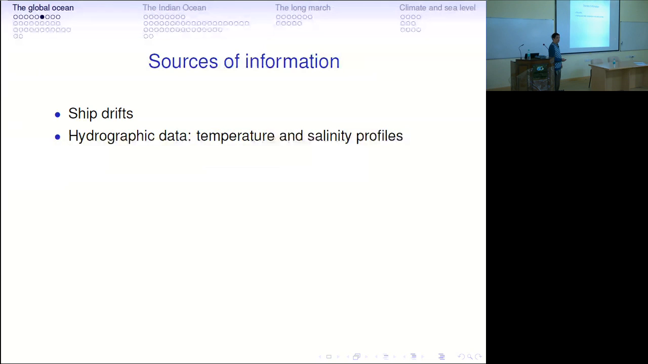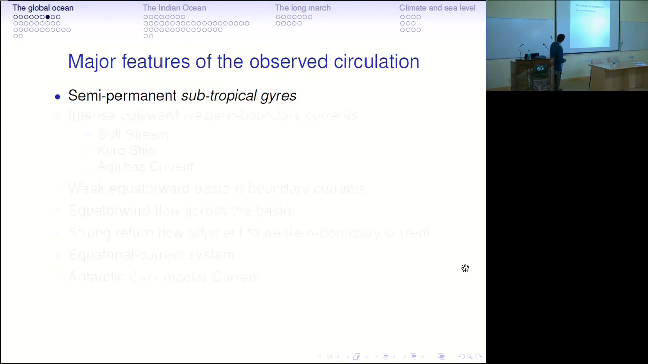How it helps you in getting a current is something we'll come to after a while. But this is the only other source of information for the bulk of the world oceans. So what are the major features that we have seen? The first is semi-permanent subtropical gyres.